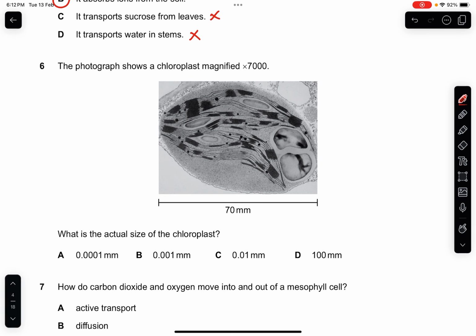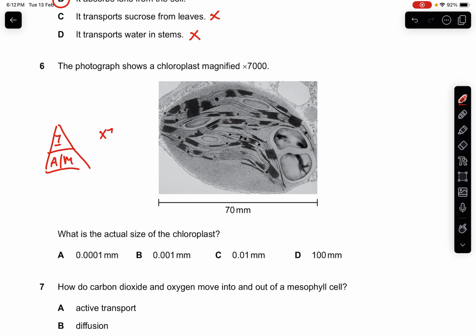Question 6. The photograph shows the chloroplast magnified at times 7,000. What is the actual size of the chloroplast? I will use the formula I over M, where I have my magnification, which is times 7,000, and my actual size is A, my image is 70 over A. So my answer for this would be 0.01 mm. So the answer is C.